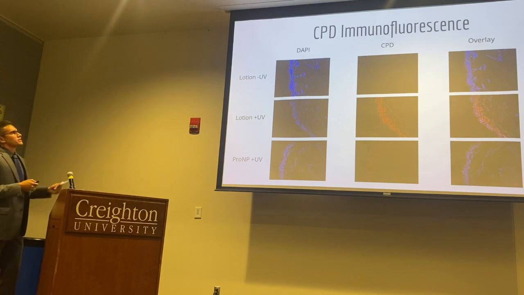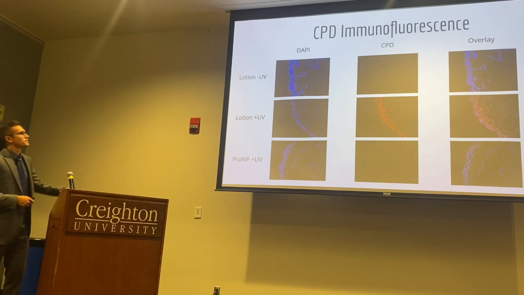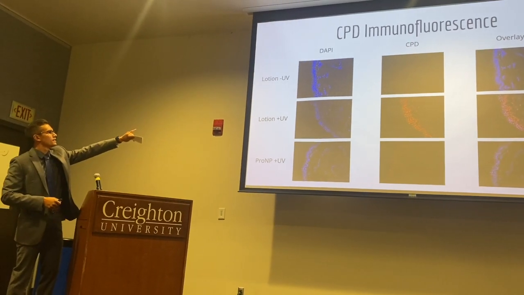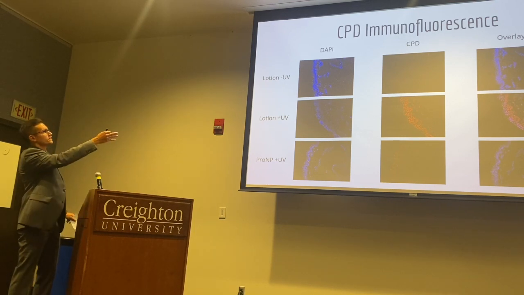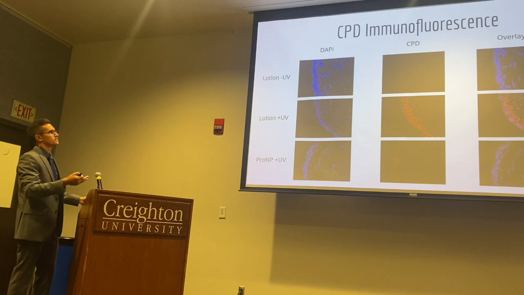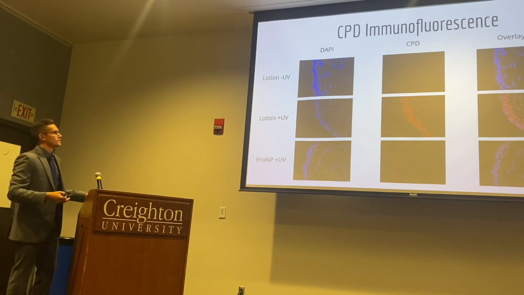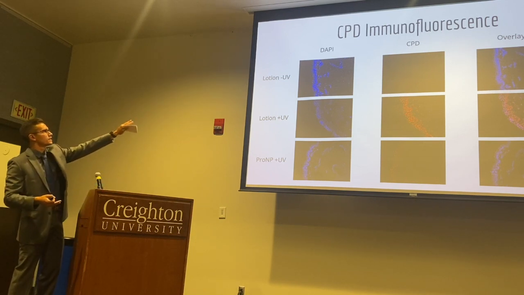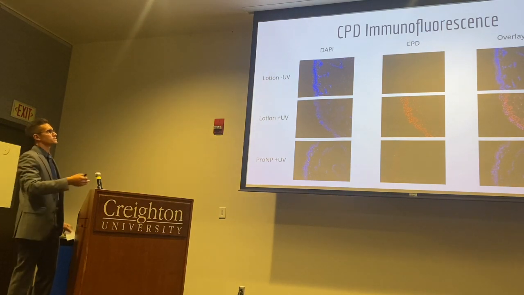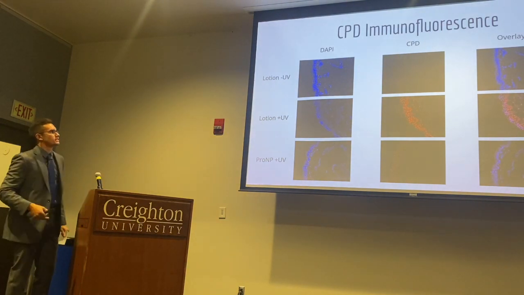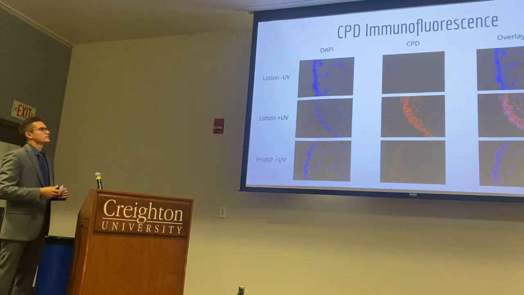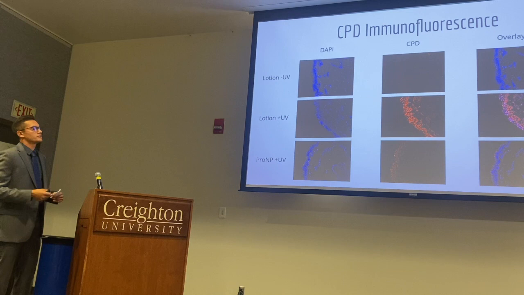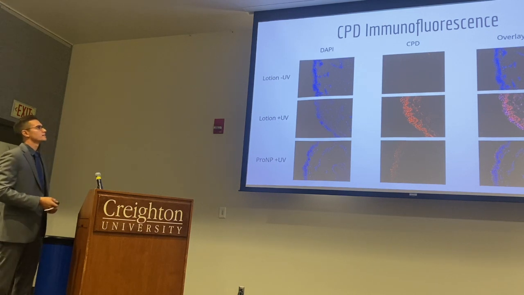We can see that there's a channel called DAPI, and this channel basically is just trying to show us the thicker blue outer portion of the tissue, which is the epidermis, and the inner less nuclear stained portion, which is the dermis. So we can see that the cells were decently stained in these samples. If we go over to the CPD sections, we can see that in the lotion no UV, there's hardly any signal. You can probably barely even see anything back there.